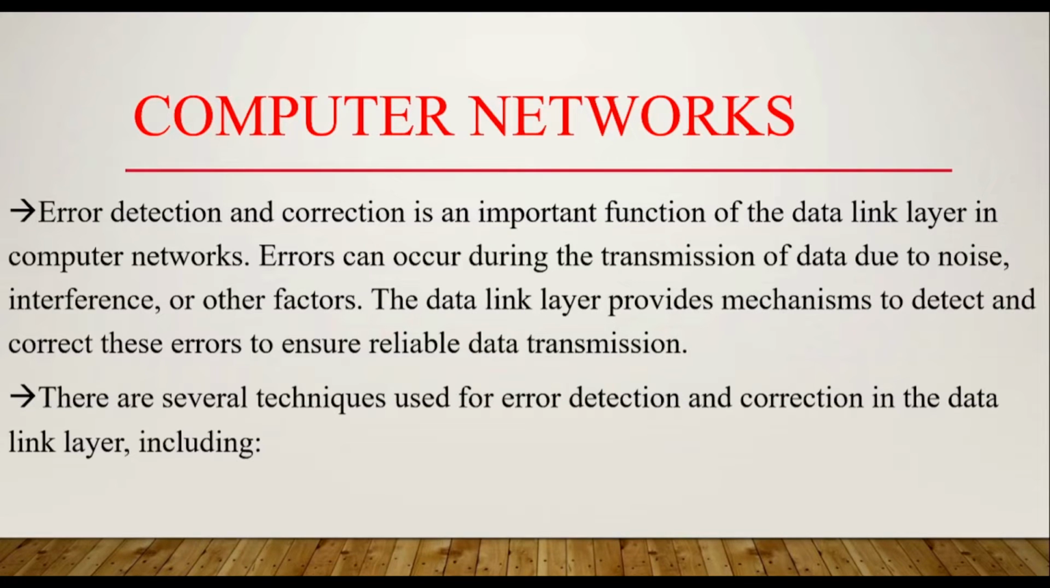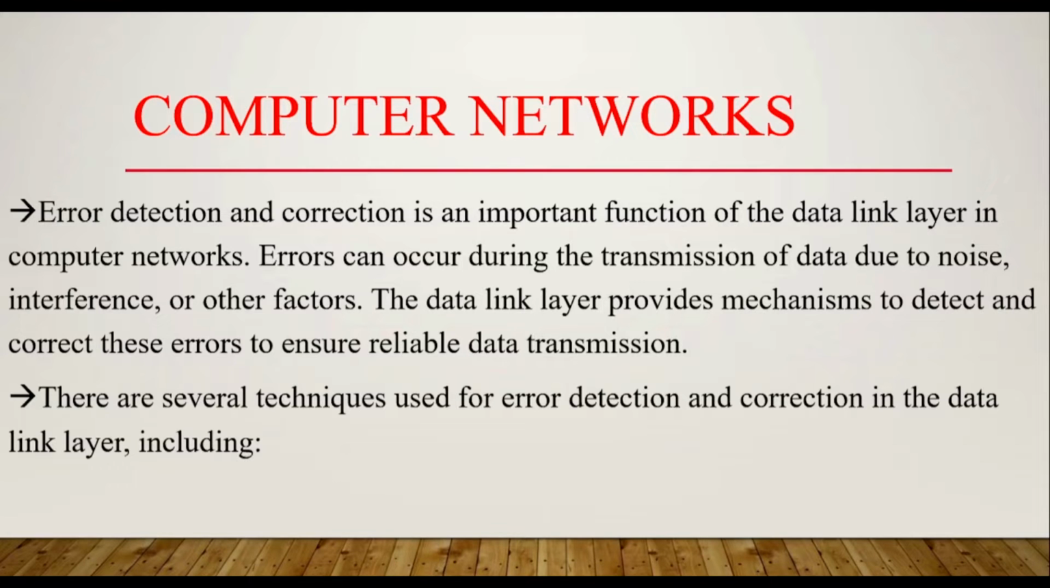In this video, we will talk about an important lecture in computer networks. This section is the data link layer. In this lecture, we will talk about error detection and correction. Error detection and correction is an important function of the data link layer in computer networks. Errors can occur during the transmission of data due to noise, interference, or other factors. The data link layer provides mechanisms to detect and correct these errors to ensure reliable data transmission.